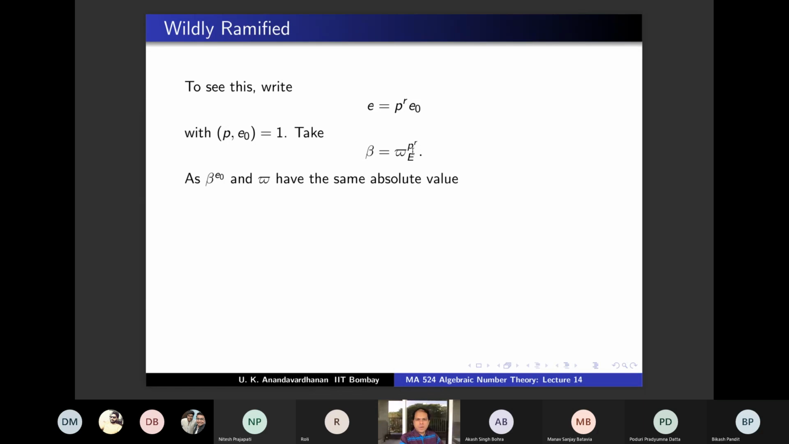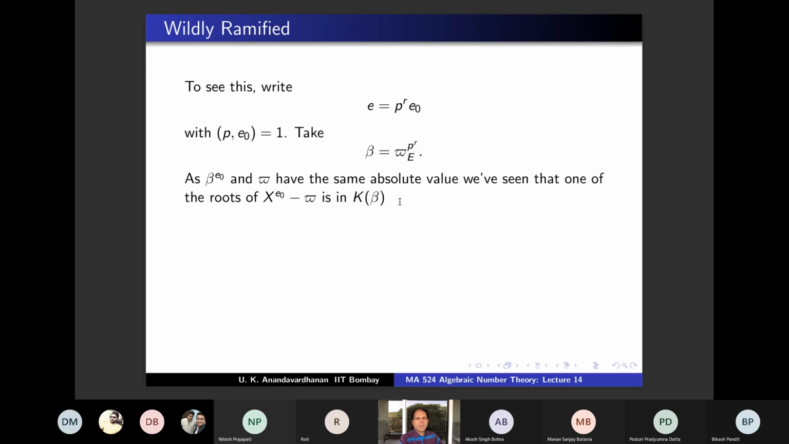So beta^e_0 will be pi_E^e, and pi_E^e and pi have the same absolute value. That's the definition of the ramification index, right? e is the ramification index. So pi_E^e and pi have the same absolute value is the definition of e. So by our construction, beta^e_0 and pi have the same absolute value. So we have seen that one of the roots of x^e_0 minus pi is in K(beta). This is the lemma that we proved.